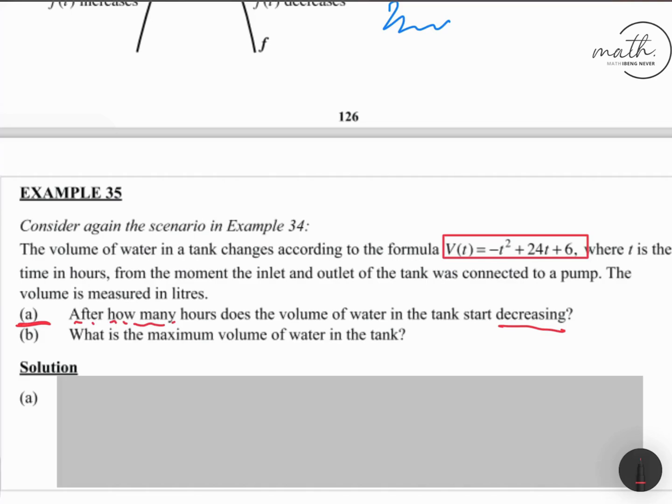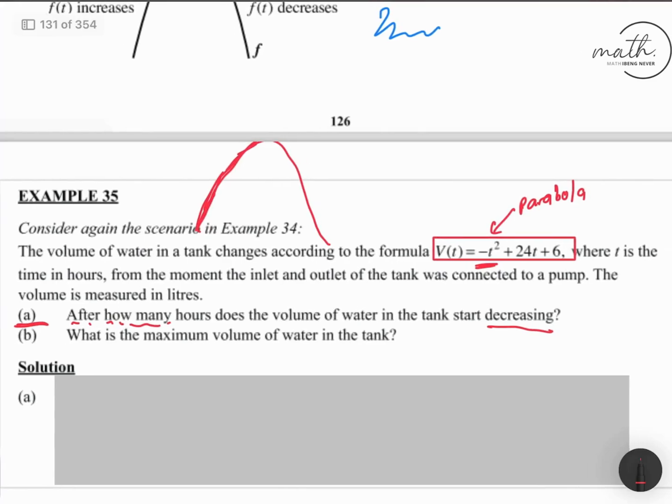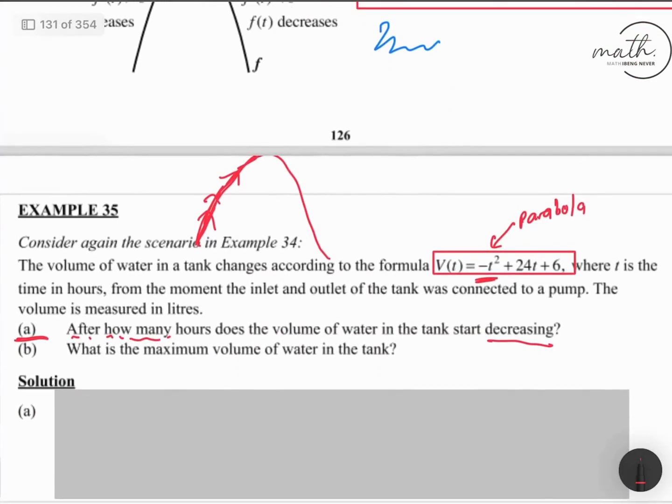Now, for you to understand these things, you just need to understand that this is a parabola. If you look at the first term, it's negative. That means we have a frowny, something like this. Now, to know where it is decreasing, you can see here it's increasing up until the turning point, going up, and then it starts going down after the turning point. So it's decreasing after the turning point. So basically, you just need to find the turning point, and then that's it.